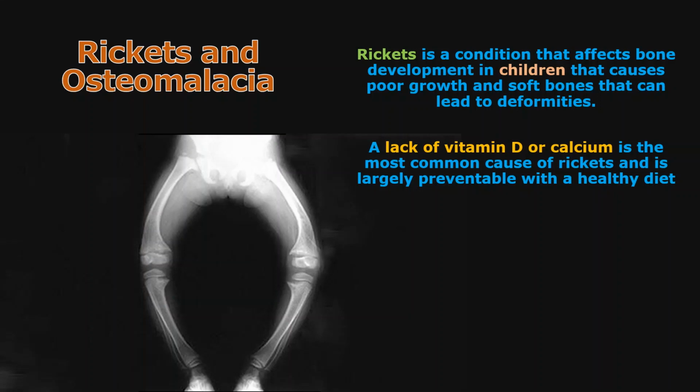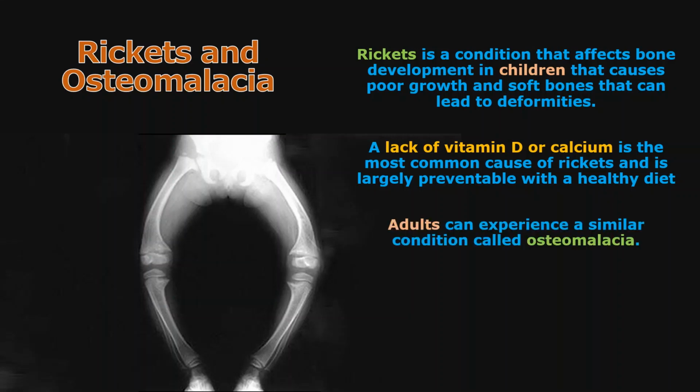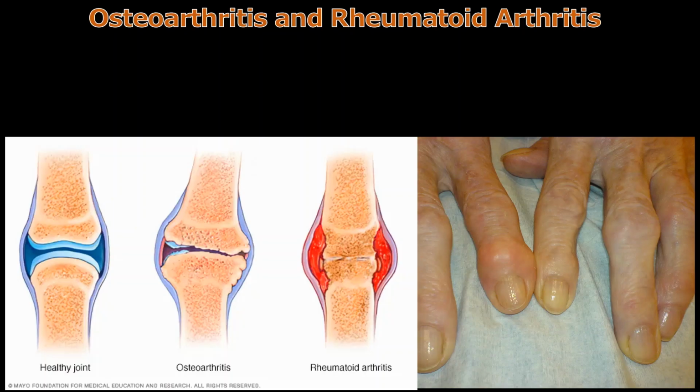And that's why you see that in lots of parts of the world still today, because the diets are terrible. People are on the verge of starvation. They're not getting enough vitamin D or calcium. And it says there it's largely preventable with a healthy diet. But it's hard to get a healthy diet if your country's fighting a war, correct? It's very hard to do. So I said adults can experience similar conditions to this, but it's not called rickets, it's called osteomalacia.